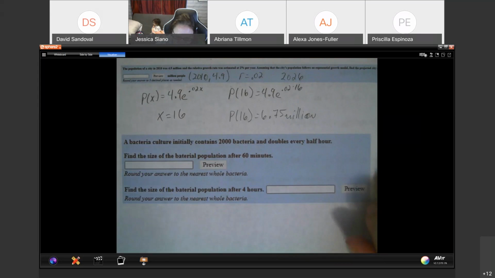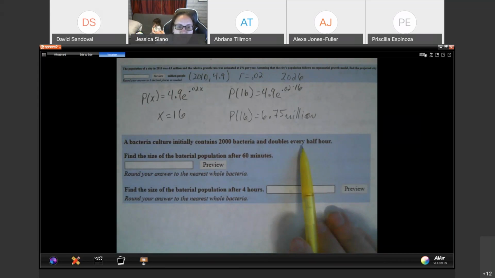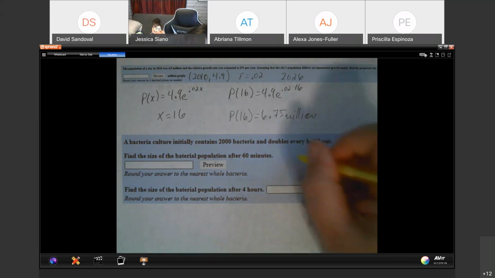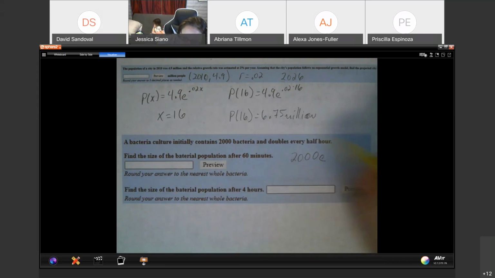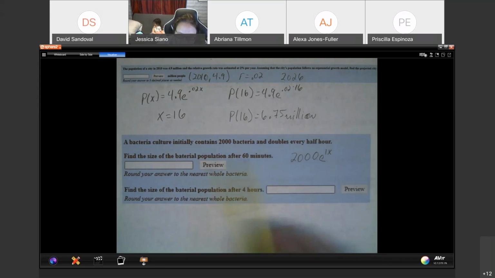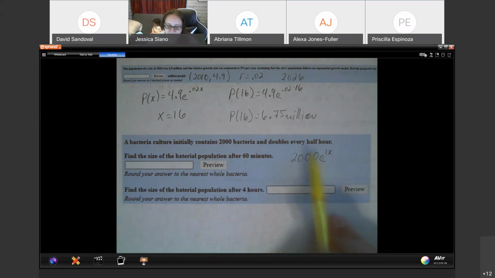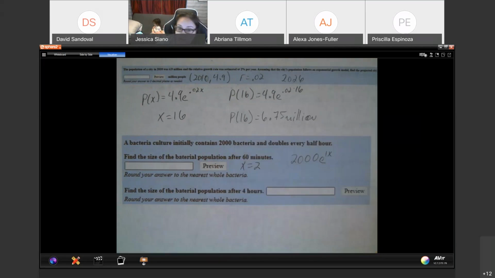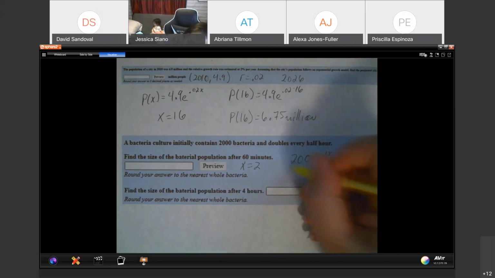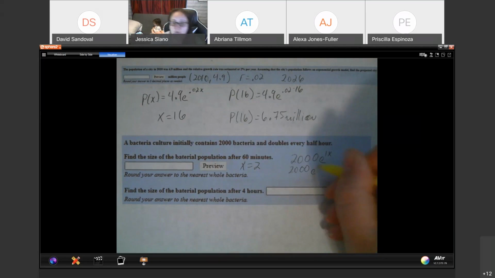A bacterial culture initially contains 2,000 bacteria and doubles every half hour. Find the bacteria after 60 minutes. Okay, so we have 2,000, e, doubles would be, it increases by 100%. So 1. So how many times would it double in 60 minutes? That's what you need to ask yourself. So if it doubles every half an hour, then this means that it doubles twice. So we would say 2,000 e to the 2.